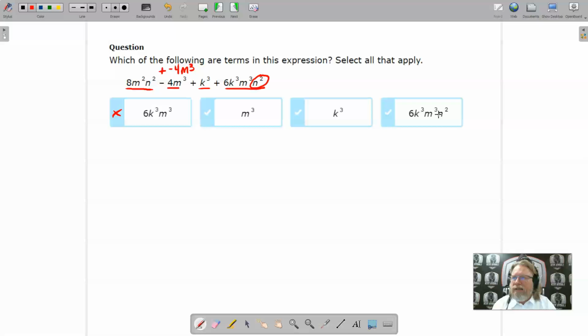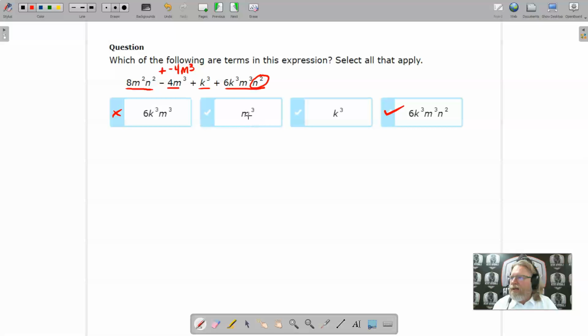And looking down here, I see the one with the 6. Let's see, does this match up? 6k cubed m squared n squared, m cubed n squared. Well, it's a tough day trying to get those cubes and squares correct today.